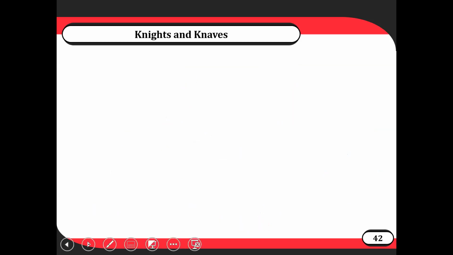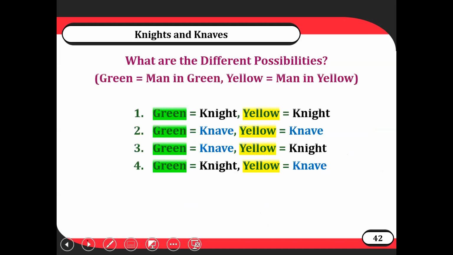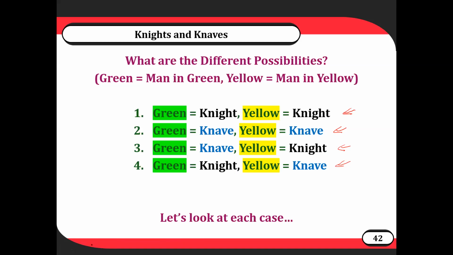So the process we're going to use is quite a simple one. We're going to look at all the different possibilities. Either they're both knights, they're both knaves, the man in green is a knave and the man in yellow is a knight, or the man in green is a knight and the man in yellow is a knave. So we're going to examine each of these possibilities and see which ones make sense. This is what we mean by systematically. We're just going to enumerate all the possibilities, and maybe at the end we'll come up with this is the only one that's possible. So let's look at each case.